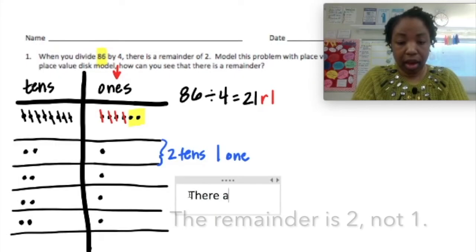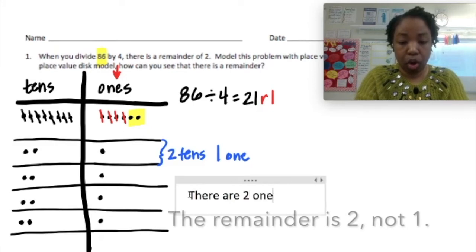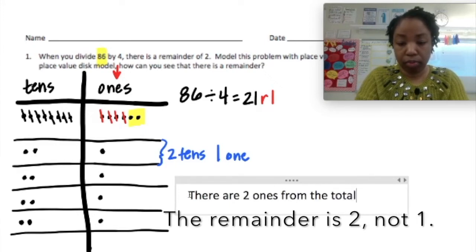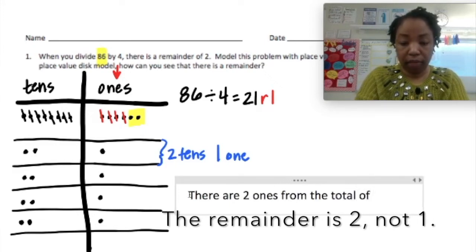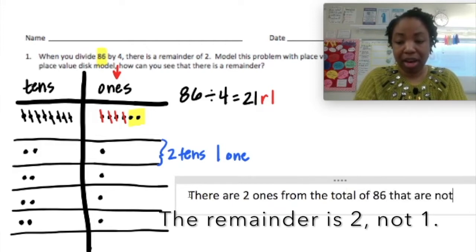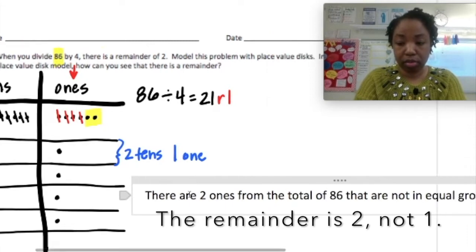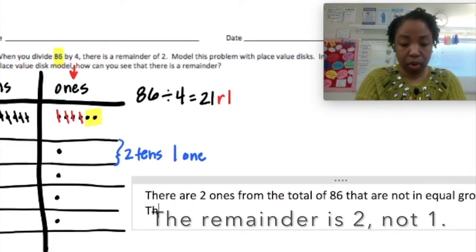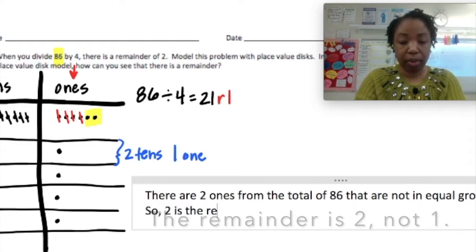So there are 2 ones from the total of 86 that are not in equal groups. So 2 is the remainder.